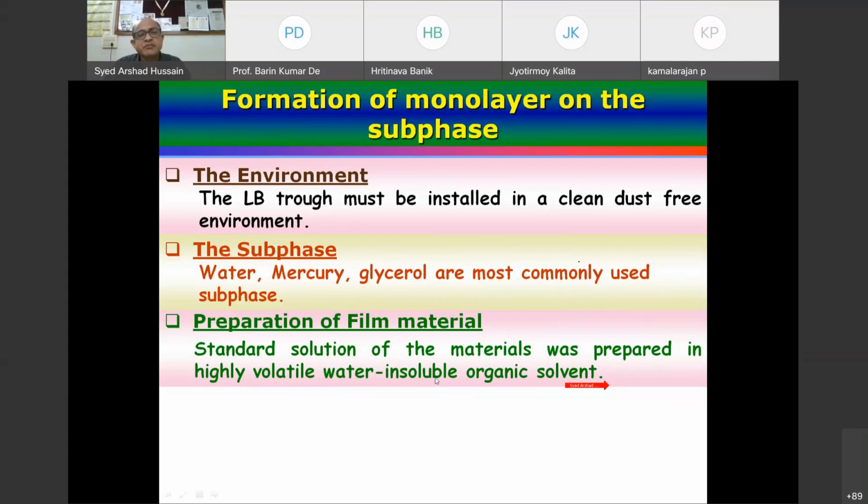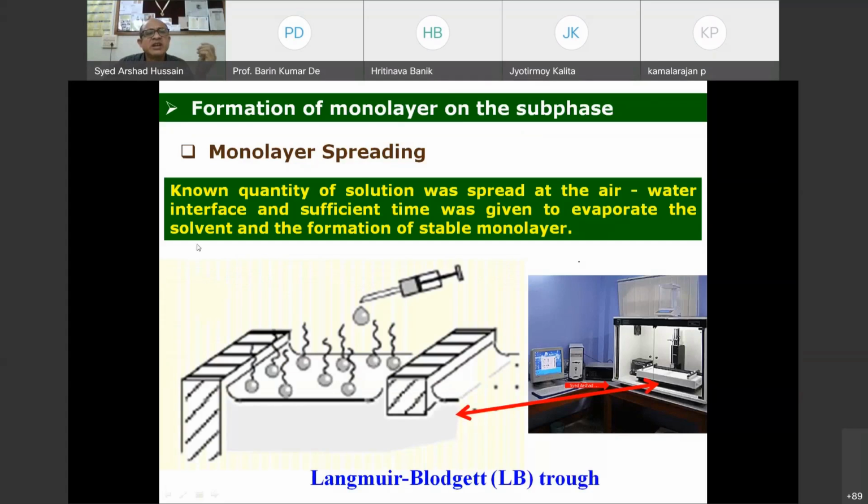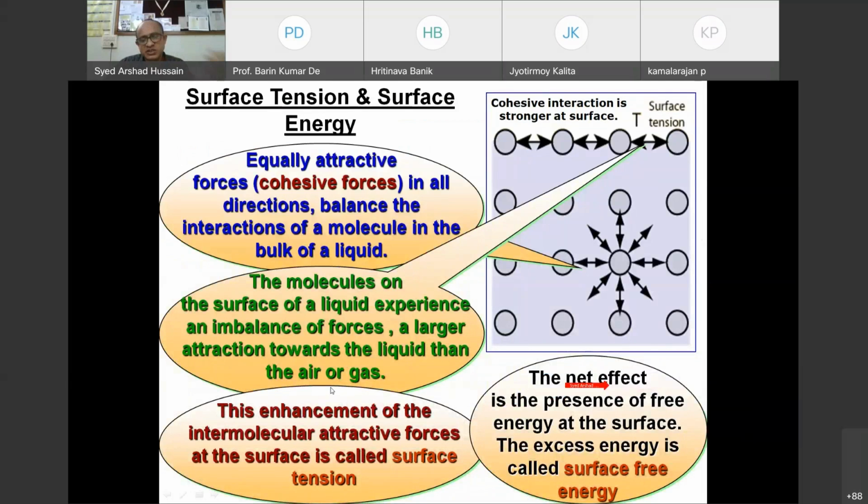Then you prepare your solution in a water-insoluble solvent, and you spread a known quantity of your solution in the trough. You can see the trough here, with a micro syringe very close to the water. Then your material will remain on the surface, and your solvent is water-insoluble and at the same time volatile. So if you wait some time, your solvent will evaporate and only your molecules will remain on the water surface. They will float.